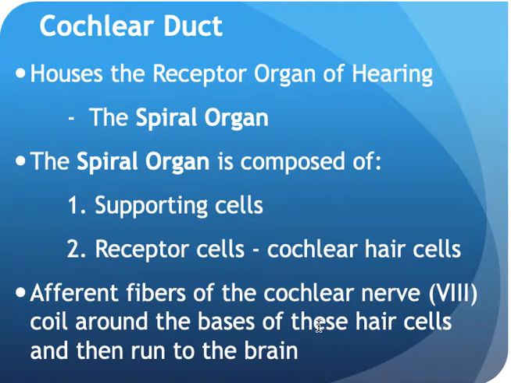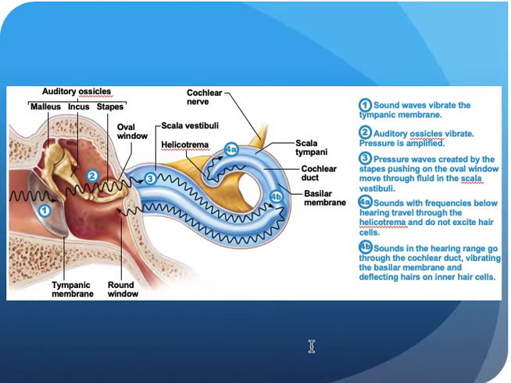So my cochlear duct is going to be the part that houses the receptor organ for hearing, which is called the spiral organ. Everything in your hearing and in your ears is going to come down to these little hair cells. The spiral organ is composed of supporting cells and receptor cells, which are these cochlear hair cells, and we'll see those in a second. But what you're basically doing is attaching this nerve to these hair cells, and when you bend those hairs, we create impulses, and then we can send those up to the brain.